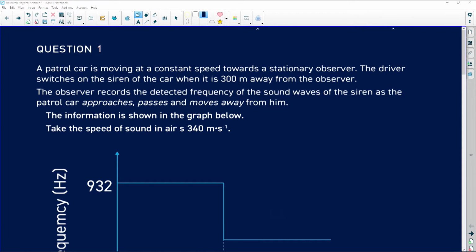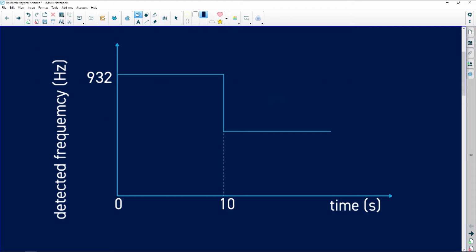Question 1 says, a patrol car is moving at a constant speed towards a stationary observer. The driver switches on the siren of the car when it's about 300 meters away from the observer. The observer records the detected frequency of the sound waves of the siren as the patrol car is approaching, as it passes, and then moves away from him. The information is given on the graph below. Now I would like you, if you can, just to take a photo of the actual graph.